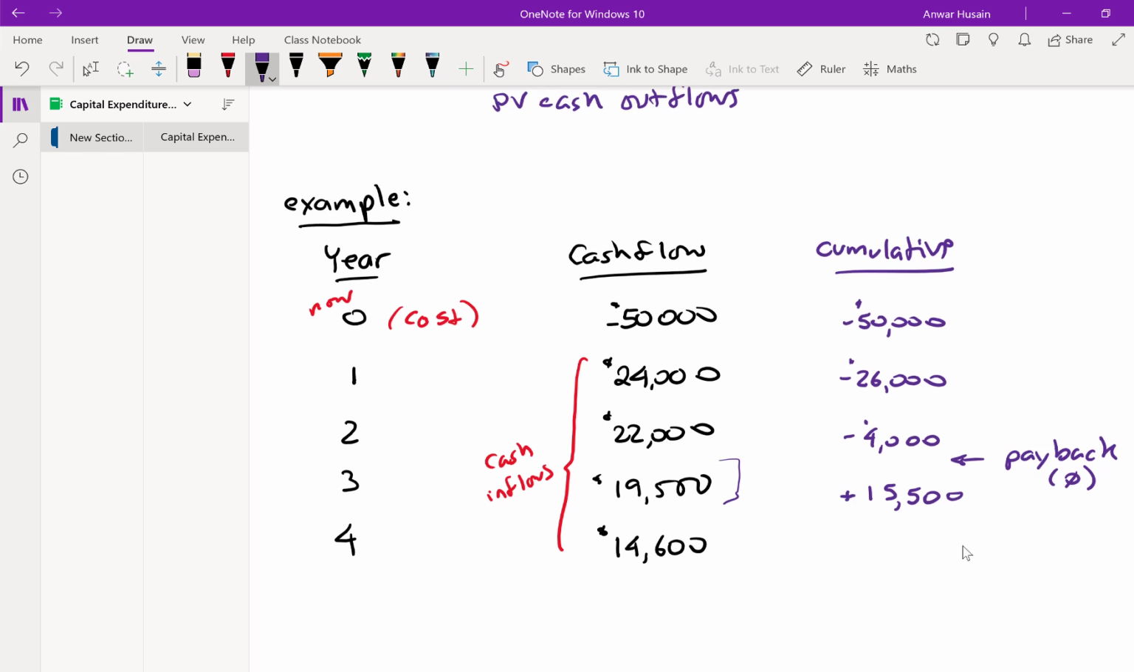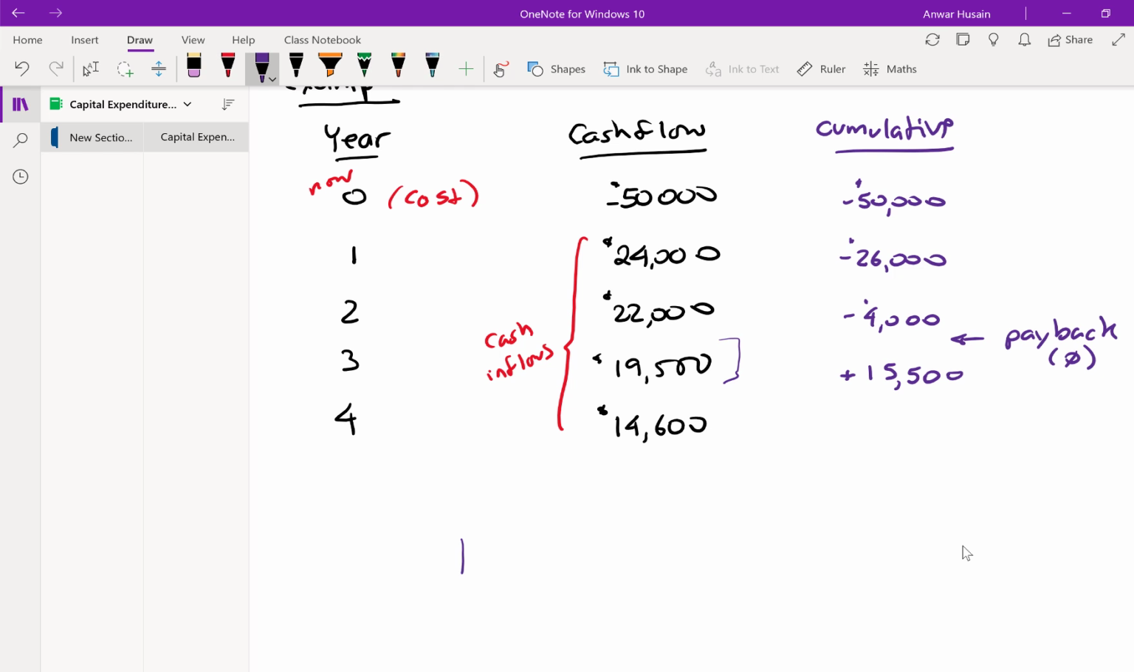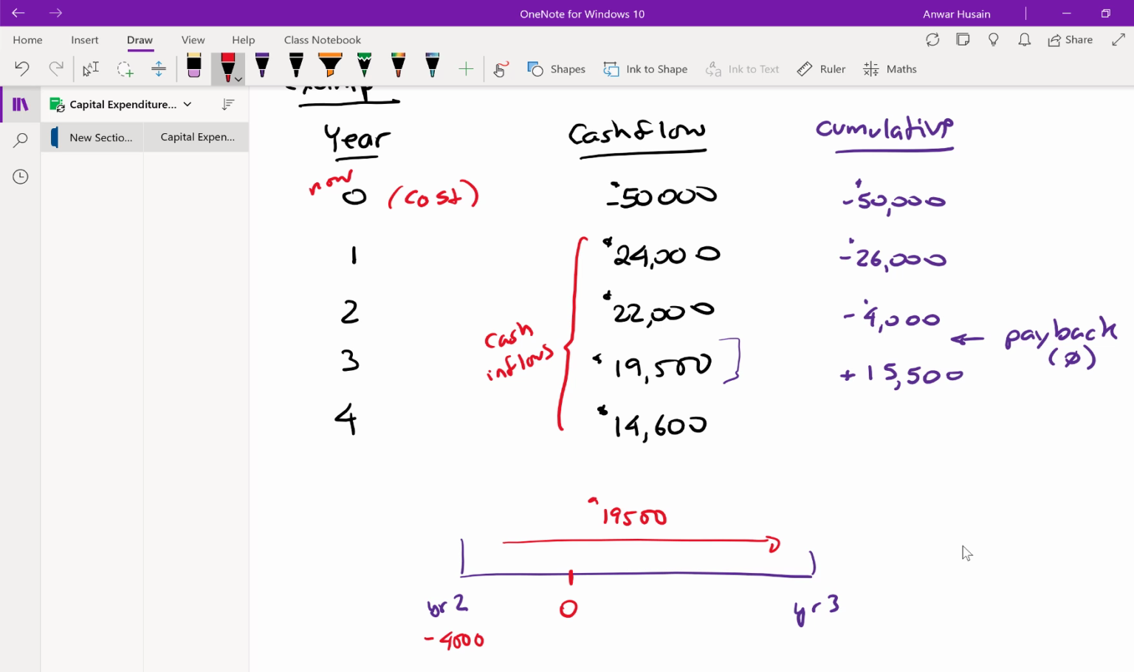So when is that? If I was to draw that in a line, I'm going to say at the end of year two, we're at here, and then somewhere between year two and year three is going to be the payback. And at the end of year two, the difference between this line here is essentially 19,500, because that is how much we earned in the third year. And at year two, we start off at negative 4,000. So in order to get to zero, we need to move 4,000 on the line.